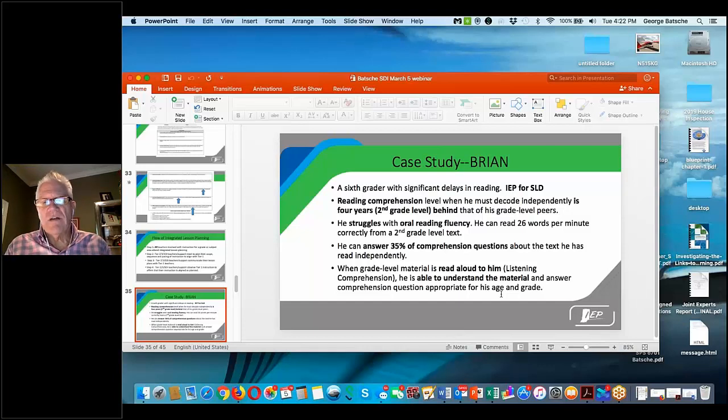And most of the Brians that I've worked with can't read the words that they use every day, but they know what the words mean. They can use them in sentences, and they can use them in conversation. This is what we're trying to get around. So it is the skill of reading orally or silently that is the kicker.